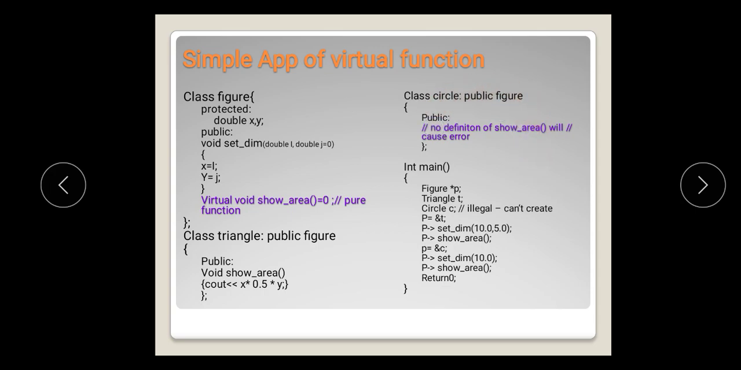Now here we are creating the base pointer of the class figure and passing the references of the triangle as well as the circle to display the area of the triangle and circle.